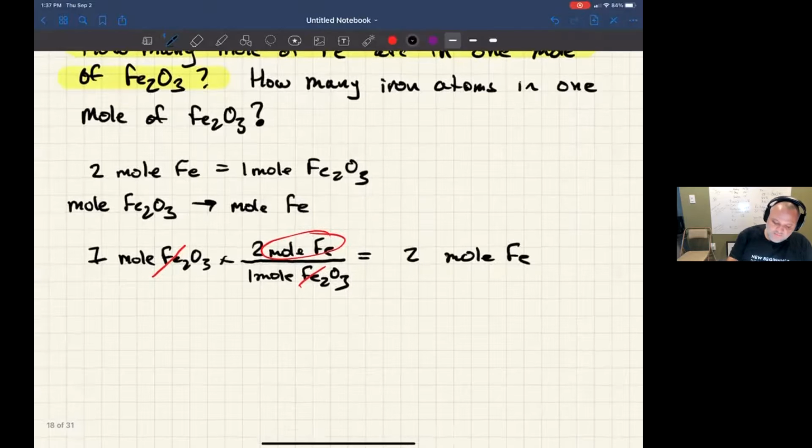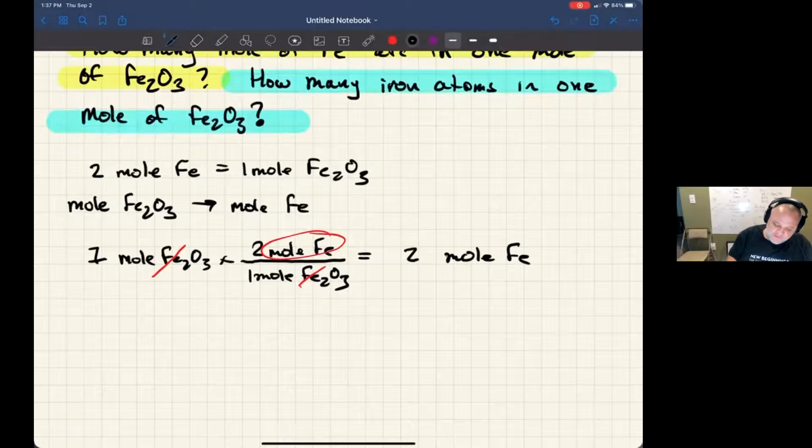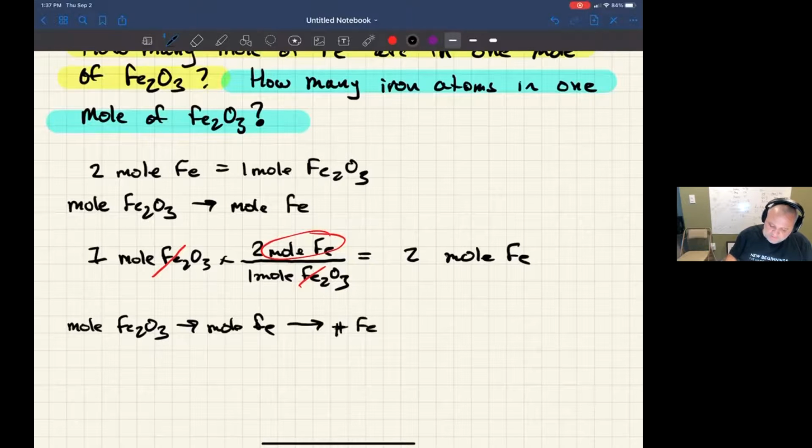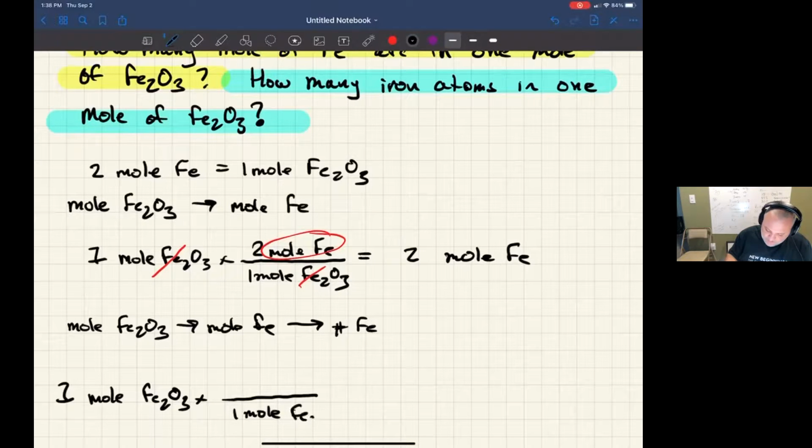Now it's asking you how many iron atoms in 1 mole of Fe2O3. Now there isn't a direct relationship, but we can go from mole of Fe2O3 to mole of Fe, and from mole of Fe to the number of iron atoms. And so we're going to put it together exactly the same way as before. 1 mole of Fe2O3 times the relationship from the formula.